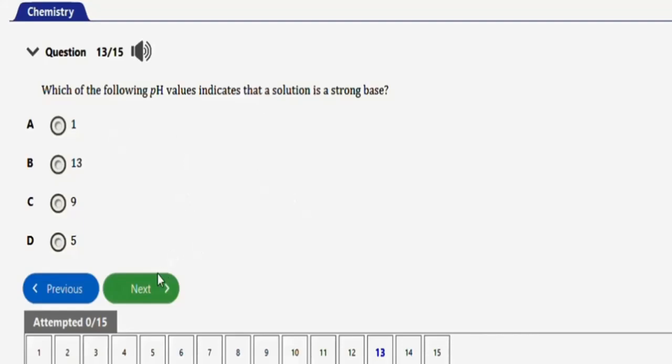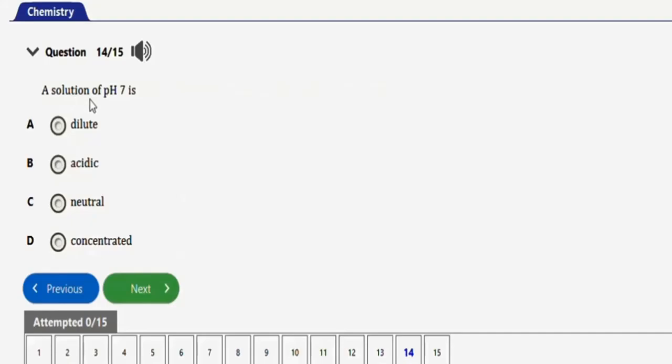The next question says a solution of pH 7 is... This is a simple question: neutral, option C. Last question to end this video. It says an aqueous solution which has pH greater than 7 is... Greater than 7, that's a base, right? So the right option will be option B. Sodium carbonate is a base. So this is basically how to solve problems involving the concept of pH for your chemistry.